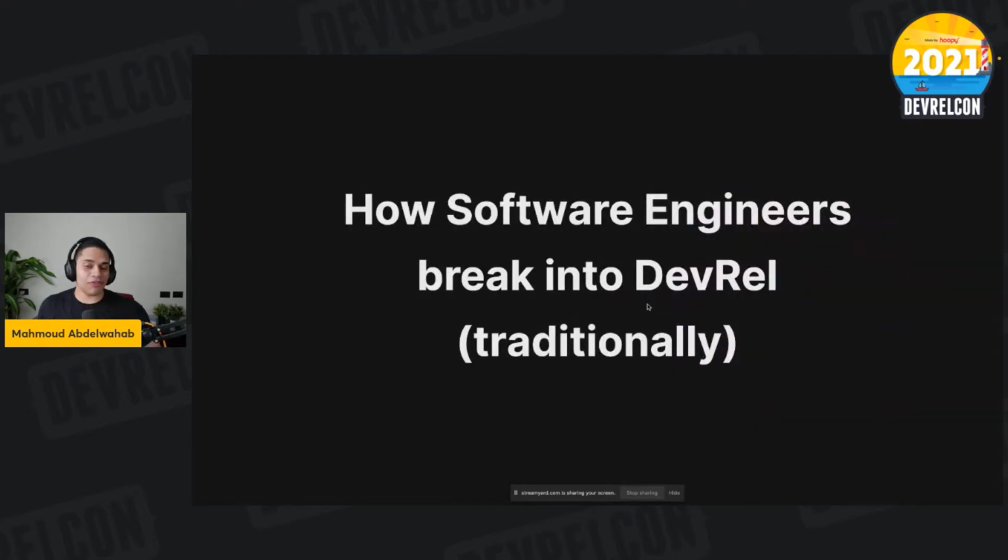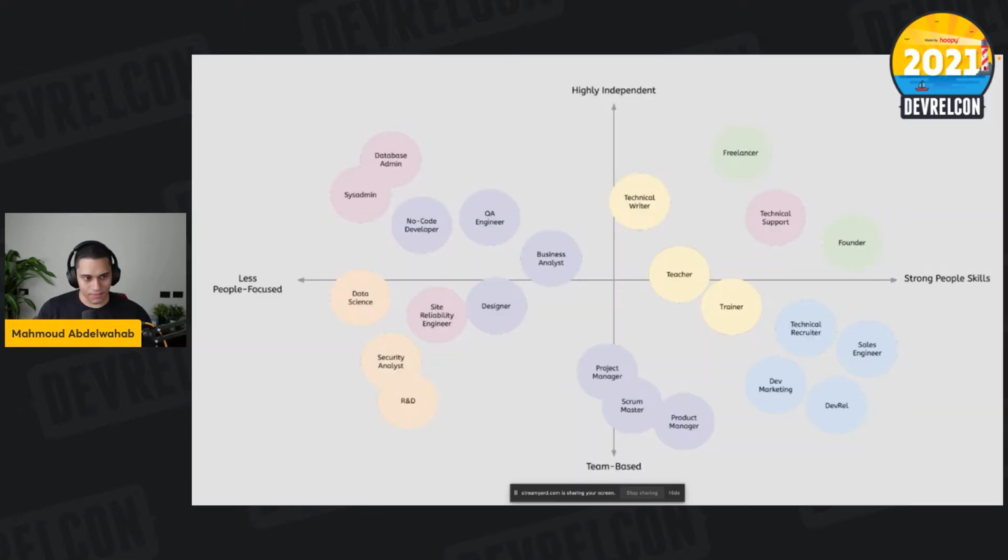Now, how do software engineers actually break into DevRel traditionally? The traditional path is that you first become a software engineer. You spend a couple of years. You're first a junior, then a mid-level engineer, and then a senior. And then you have a lot of different options, really. Maybe you want to transition into engineering management, or project management, or product management. Maybe you're more interested in the business side of things, or the marketing side of things, like DevRel, or maybe hiring. There are just so many possibilities.